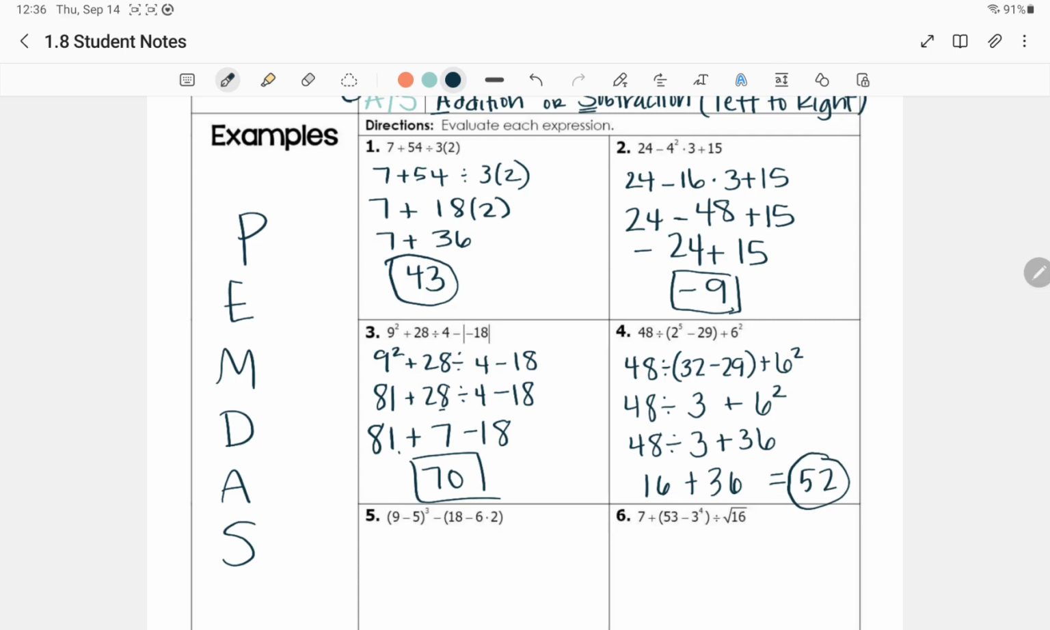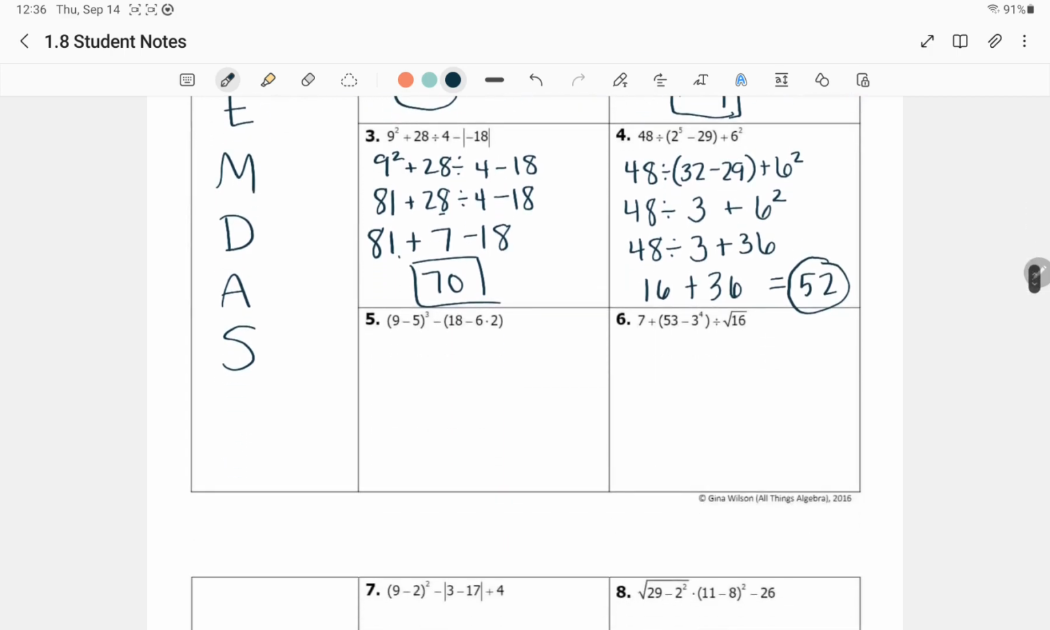All right, one step at a time. That's the goal here. All right, PEMDAS. I see 2 groups of parentheses. Let's do everything in these parentheses first.